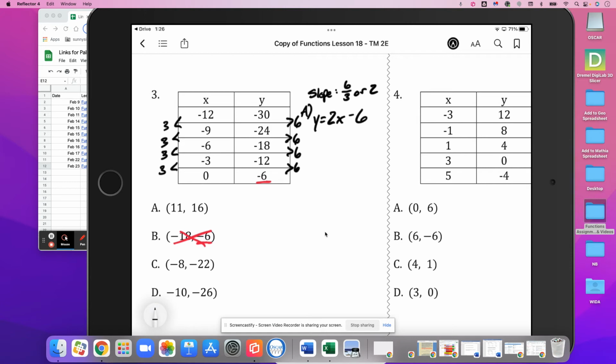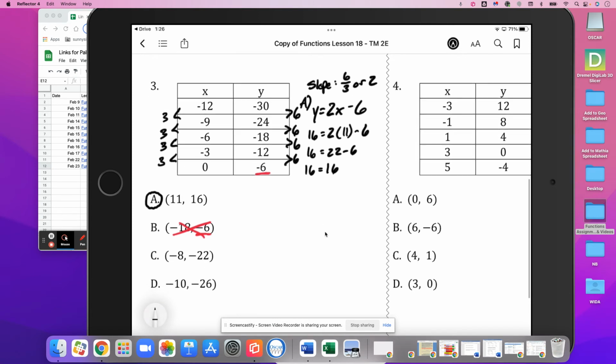We'll call this A. So y is 16, equals 2 times 11, minus 6. 16 equals 22, minus 6. 16 equals 16. Yes, that's a true statement. So A does satisfy the function.